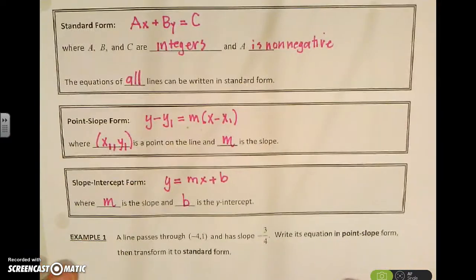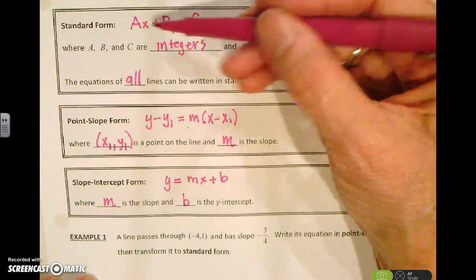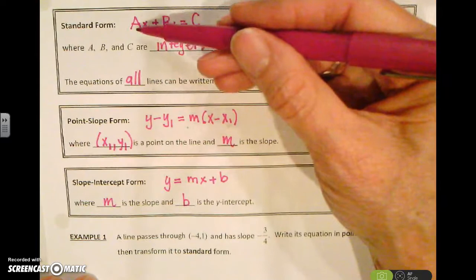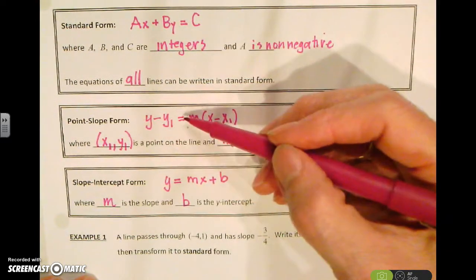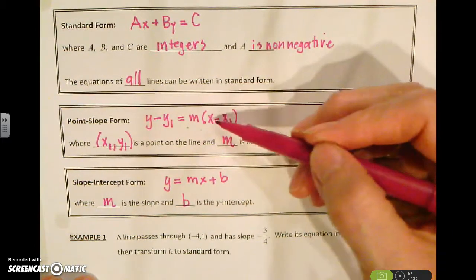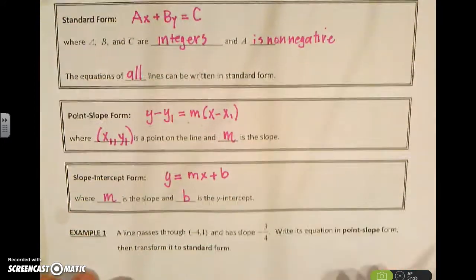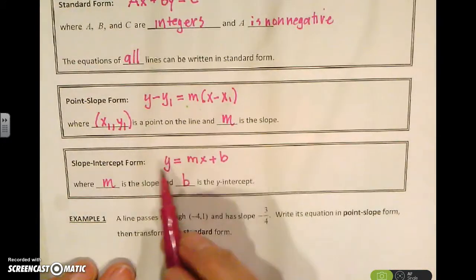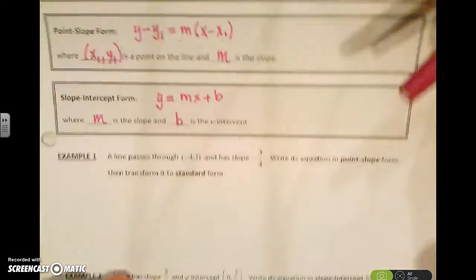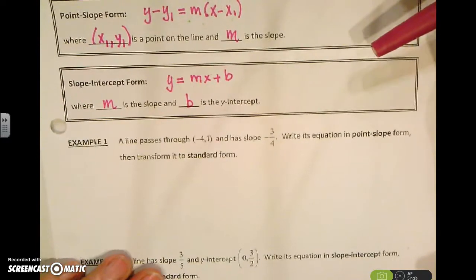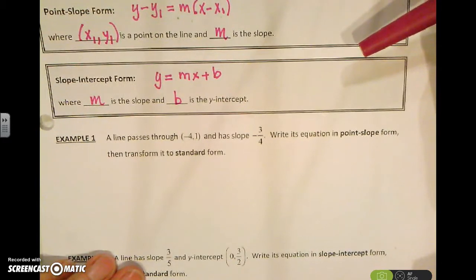So you kind of see that we've got these three different patterns. In the first one, x and y are on the same side. There are no fractions. A is positive. In point slope form, you have y minus and then equals m and then the parentheses with x minus x sub 1. So that has a look of that. And then slope-intercept form, where it's solved for y. And you use them all for different reasons. So let's get used to moving back and forth between these different types of equations of lines.